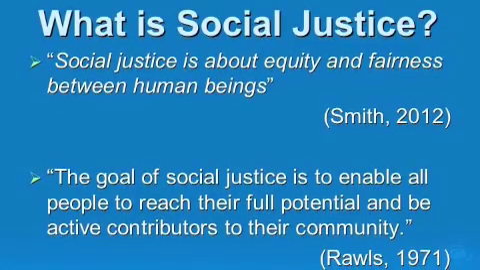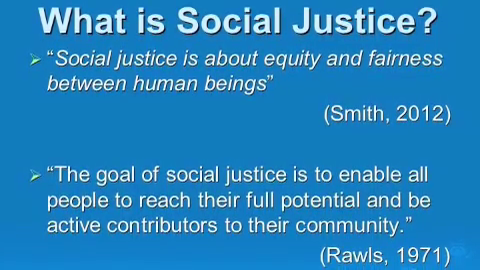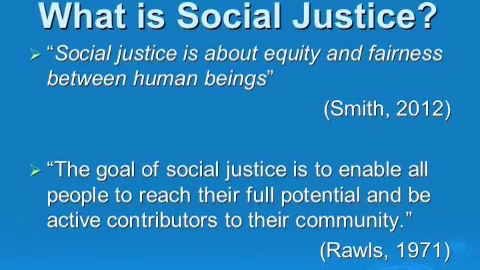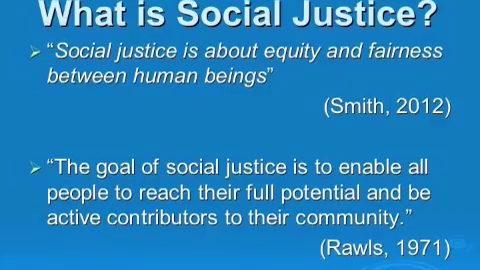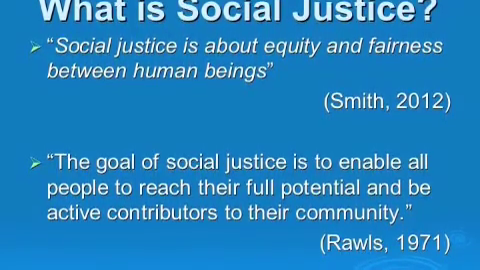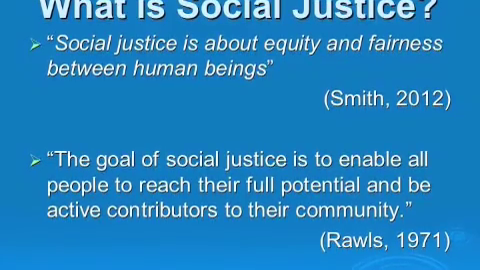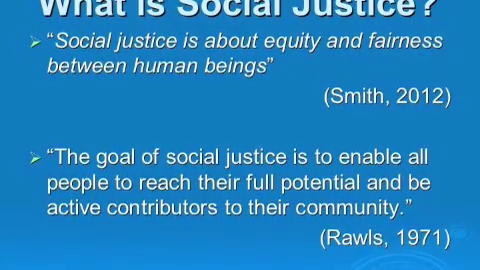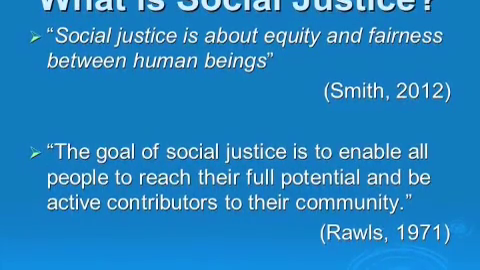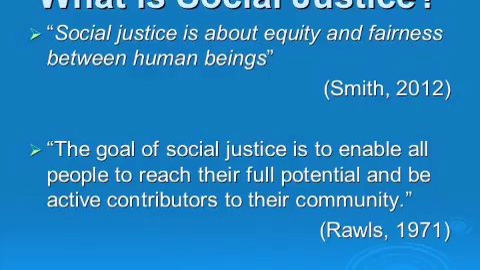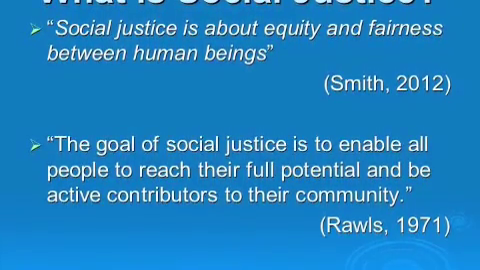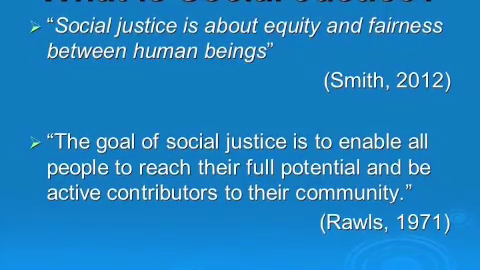This definition complements the goal of social justice statement proposed by Rawls, who says that the goal of social justice is to enable all people to reach their full potential and be active contributors to their community. In an educational context, social justice issues arise when students are disadvantaged by influences that are beyond their control, such as socio-economic status, sexual orientation, race, culture, language, physical and mental ability. The Melbourne Declaration on Educational Goals for Young Australians recognises these visible and invisible influences in their promotion of equality and excellence in Australian schooling.